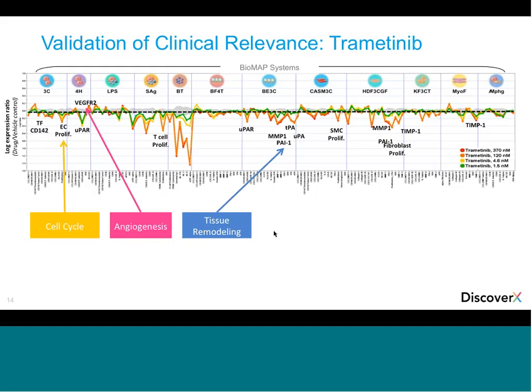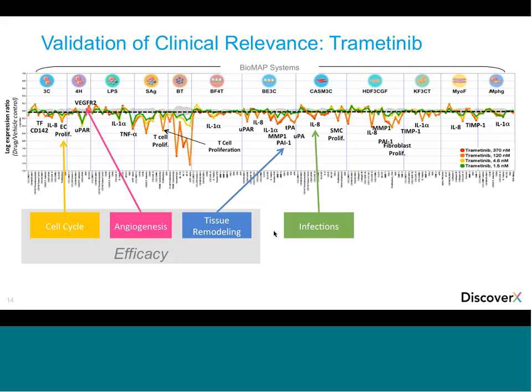We see a number of changes in protein markers that are involved in tissue remodeling, which include MMPs, these are matrix metalloproteases, and plasminogen activators. All of these three categories of activities are relevant and important and involved in trametinib's ability to be an effective oncology drug. So these are all activities that are related to efficacy of trametinib. But we also see a number of other activities.